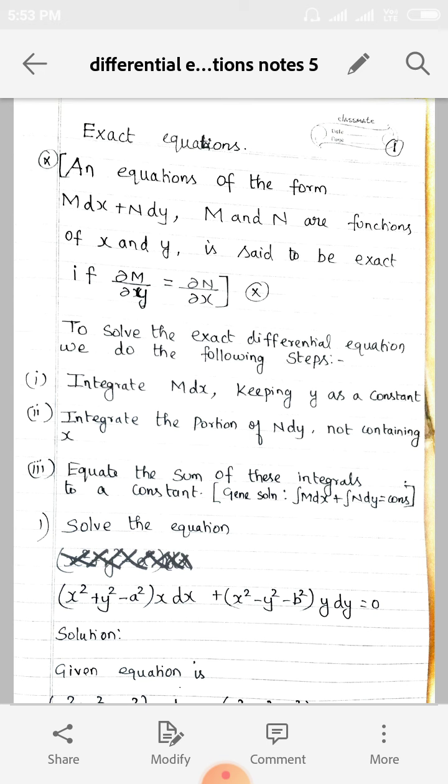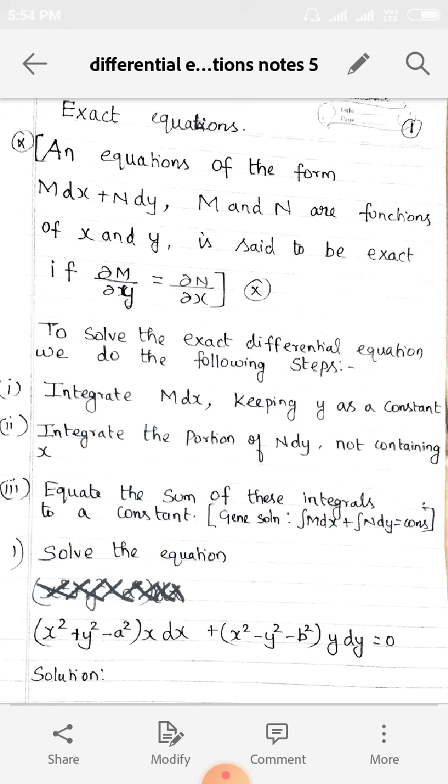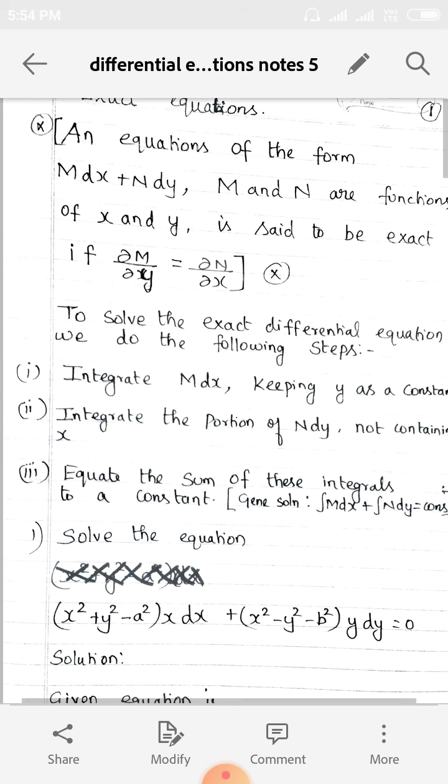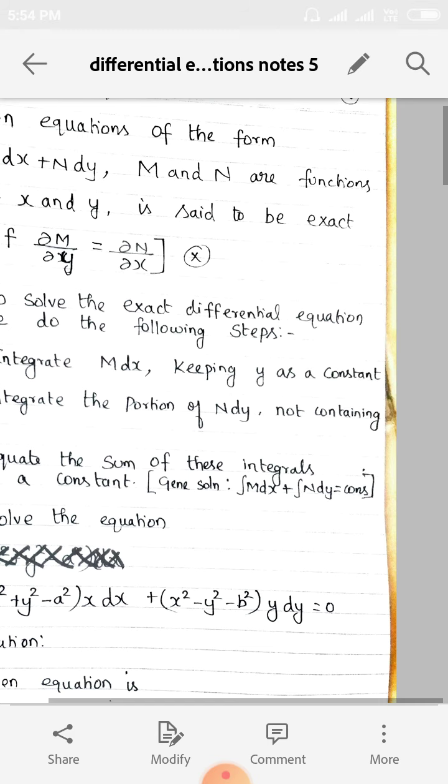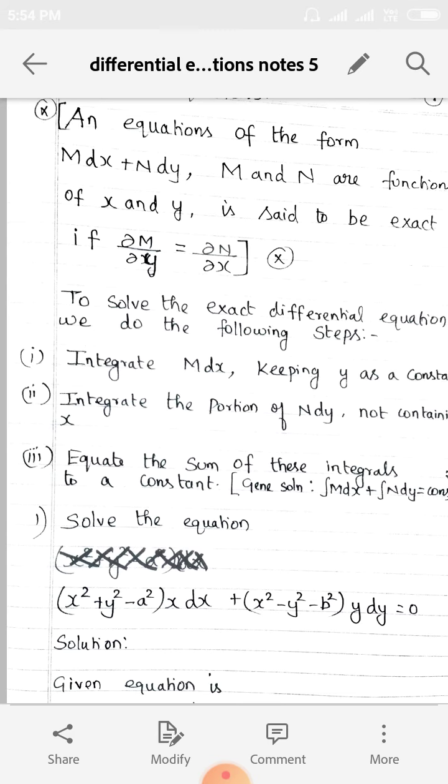That is, the equation is of the form M dx plus N dy, where M and N are functions of x and y, and is said to be exact if it satisfies the condition ∂M/∂y is equal to ∂N/∂x. Next, to solve the exact differential equation, we do the following steps.